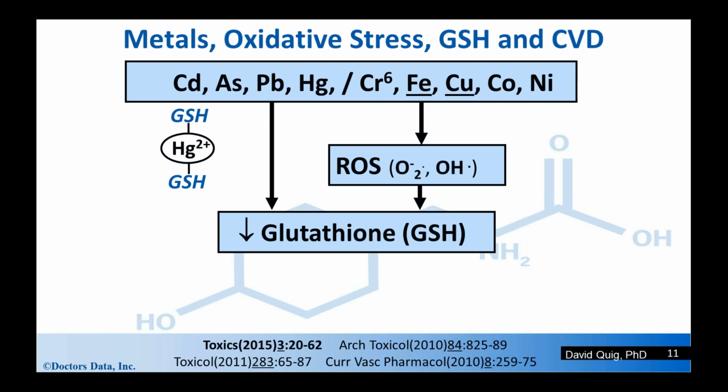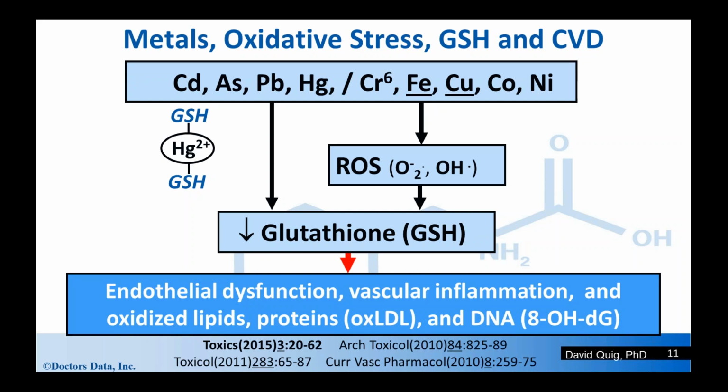Now we move to the right side of the upper panel, where we can see the transition elements, including the essential elements iron and copper, which are known to induce excess formation of reactive oxygen species, such as the superoxide anion and the very radical hydroxyl radical. When we have a decrease in glutathione associated with getting rid of toxicants and increased production of reactive oxygen species, that can really drain our glutathione stores, resulting in decreased glutathione that's associated with endothelial cell dysfunction, vascular inflammation, oxidized lipids, oxidized proteins, as I said, oxidized ApoB on LDL, and importantly, oxidative damage to DNA as measured by 8-hydroxy-deoxyguanosine in the urine.